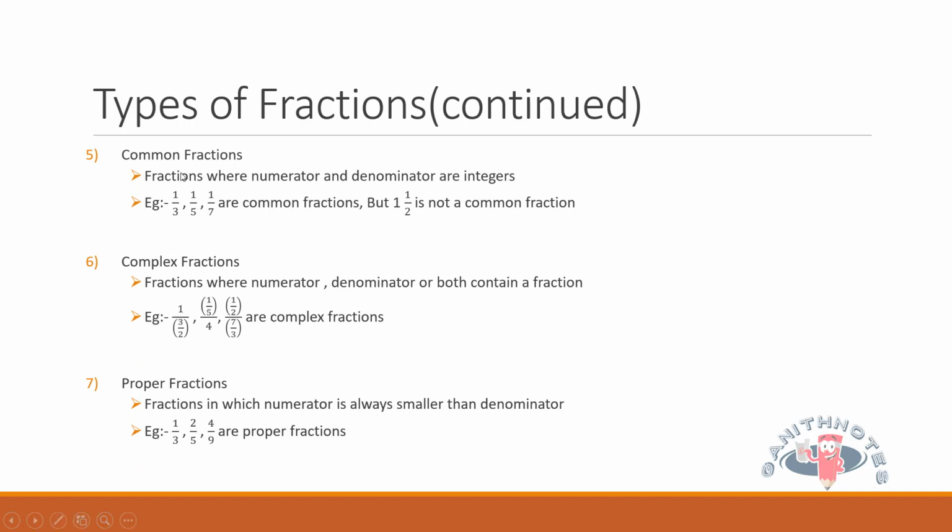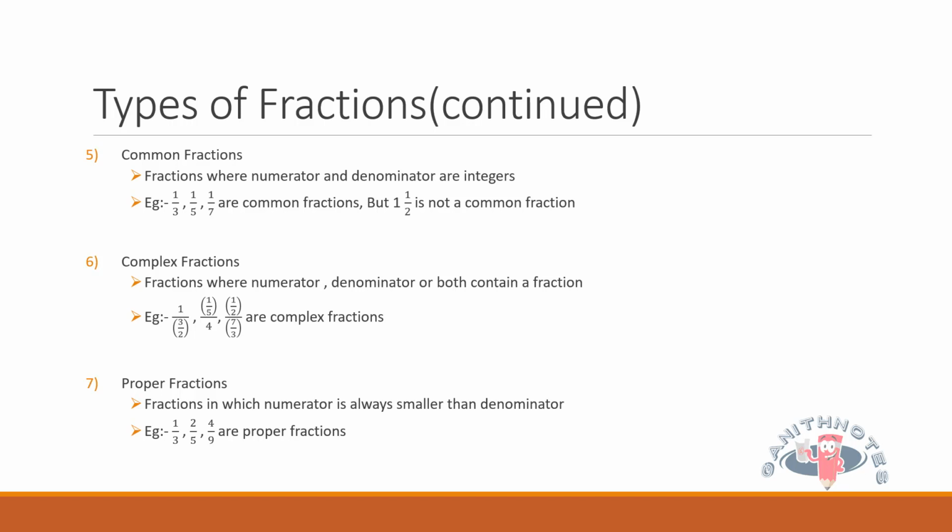Fifth one is common fractions. Fractions whose numerator and denominator are integers come into the category of common fractions. So let's see some examples. 1 by 3, 1 by 5, 1 by 7 all are common fractions because 1 is the numerator in all these cases and 3, 5, 7 are the corresponding denominators respectively. So these are integers, and this type of fraction comes into the category of common fractions.